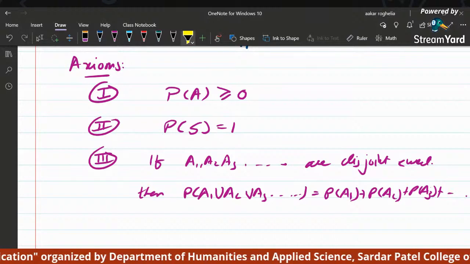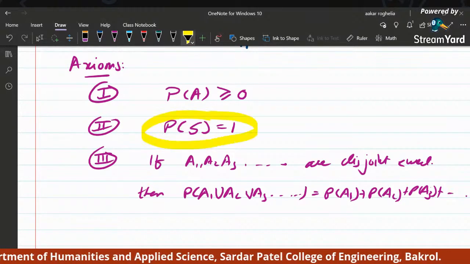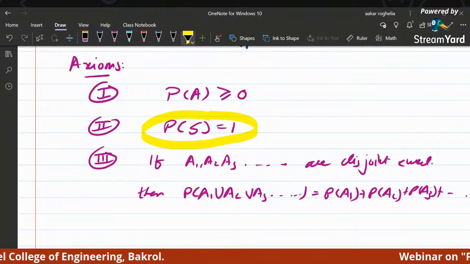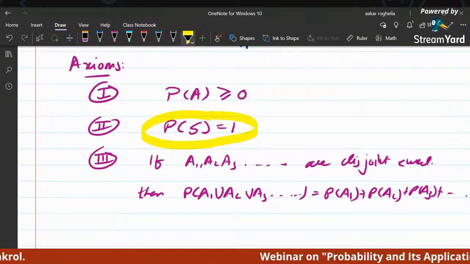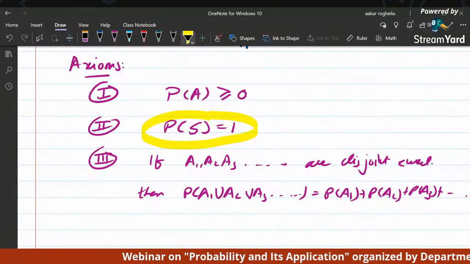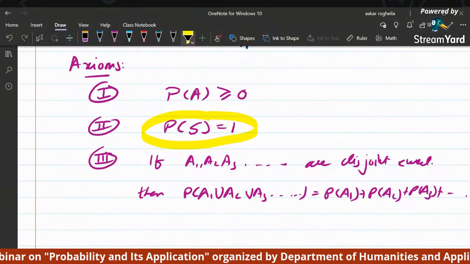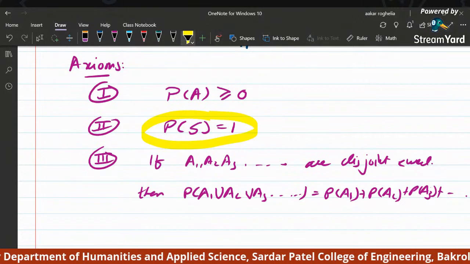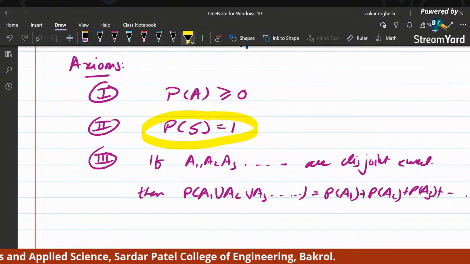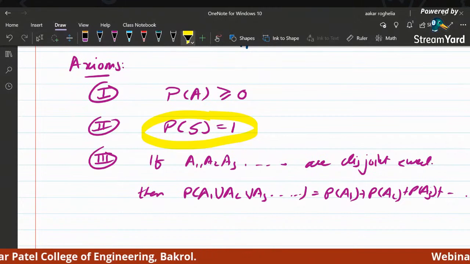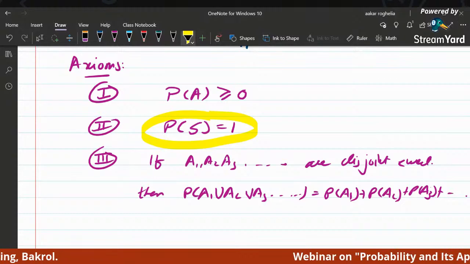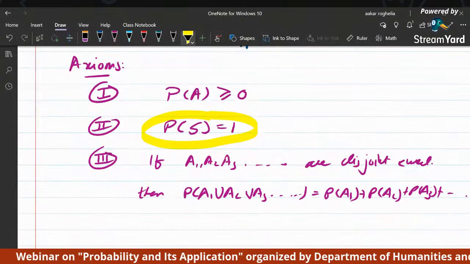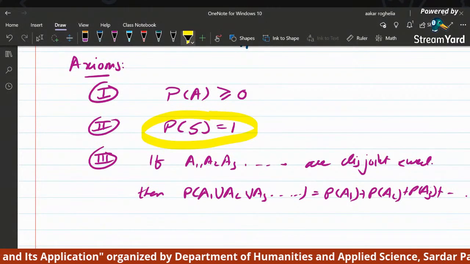The second axiom says that P of S equals 1. The probability of the sample space, obviously, is 100%, and that's why it is 1. Why? Because whenever you do any experiment and any event happens, it is a subset of the sample space. So any outcome which comes will be a favorable outcome. In that case, we can say the event S always happens. Any outcome belongs to S, and so it is a sure event. Rolling a dice, whatever comes, we can say that yes, we have got the sample space S. So P of S is 1.